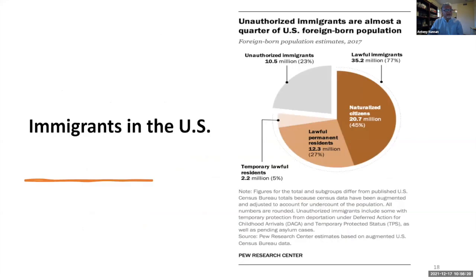If you look at this pie chart, this gives you a sense of the number of citizens in the United States who are naturalized. That's 20.7 million. And lawful permanent residents, 12.3 million. And so-called unauthorized immigrants, 10.5, and temporary lawful residents, 2.2. The interest for us is to look at naturalized citizens, or 21 million roughly, and lawful permanent residents, who are about 12.5 million.